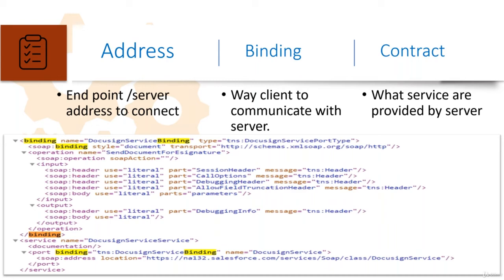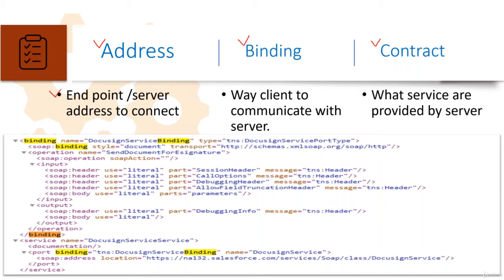Technically, this file that you see here, the SOAP file, I will explain in more detail. But to understand theoretically right now, for any integration we need to have an address, a binding, and a contract. So we need contract, binding, and address. The address is nothing but the endpoint, the server address to connect to where my server is hosted.